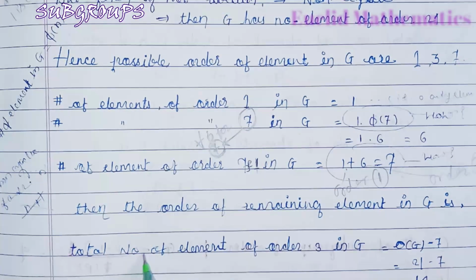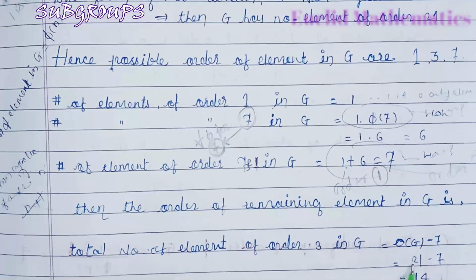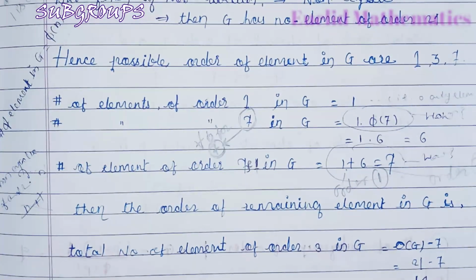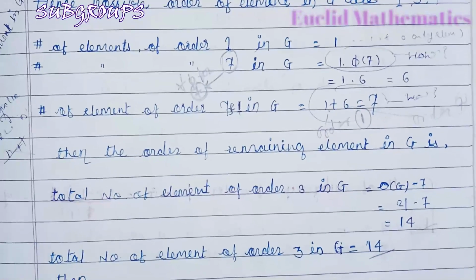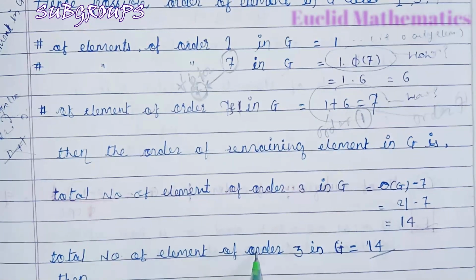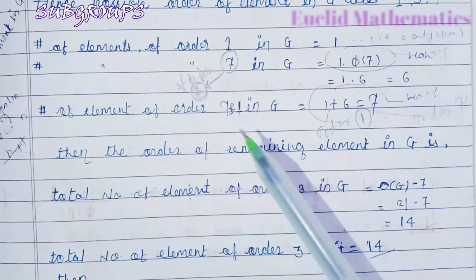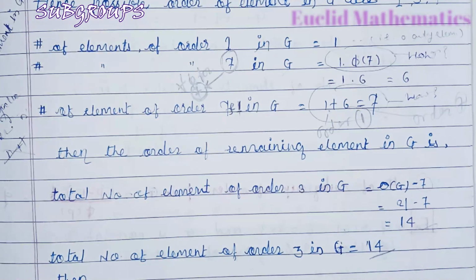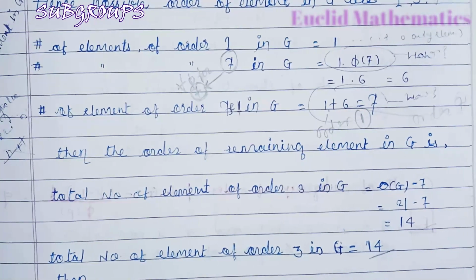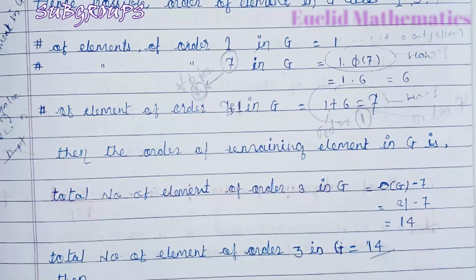Okay, so the total number of elements of order 3 in G: the order of G is here 21, and the total number of elements of order 1 and 7 is 7. So 21 minus 7 remains 14. So the leftover elements are the elements of order 3. Okay, so the total number of elements of order 3 in G is 14. So I got the elements of order 1, order 7 and order 3. And if we know the orders of certain elements of the group, then it is easier to find their subgroups.